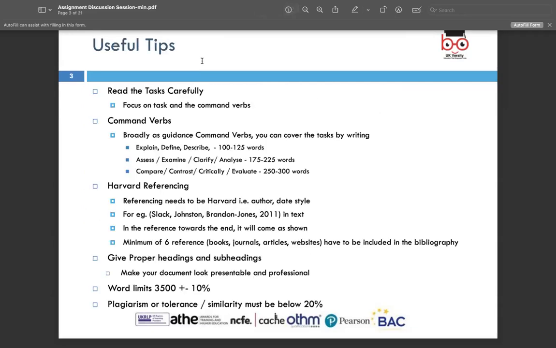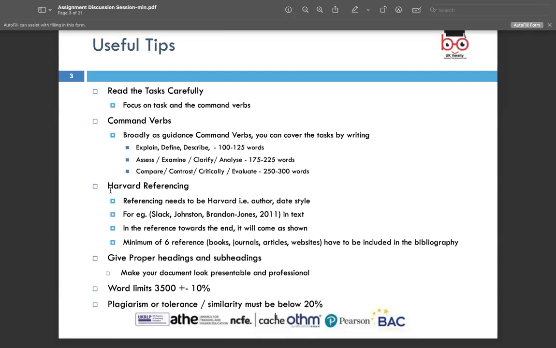So I'll tell you how to do it for referencing. Useful tips: focus on each task and understand the command verbs used. This will help you structure your response appropriately. Follow the guideline by writing responses based on command verbs. For example, for explain, define, describe, use 100 to 125 words. For assess, examine, clarify, analyze, 170 to 225 words. For compare, contrast, critically evaluate, up to 300 words.